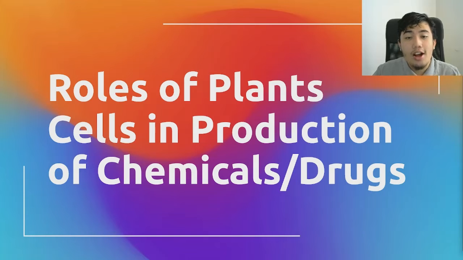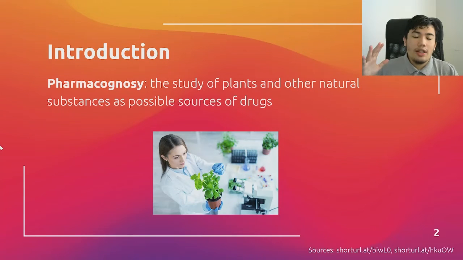I'm the second presenter of Group C, and today I'll be talking to you about the roles of plant cells in the production of chemicals and drugs. Plants have been used as a remedy to treat certain illnesses throughout human history. From manuscripts to Egyptian papyrus to ancient Chinese writings, all have mentioned the uses of plants as medicine to treat certain diseases. Even in today's society, plants have a major role in certain people's healthcare, especially in third world countries where there's a lack of healthcare infrastructure.